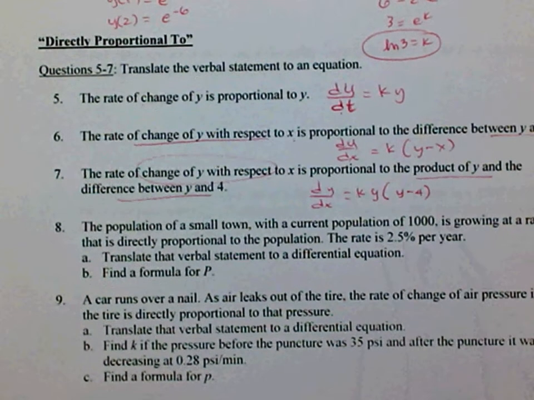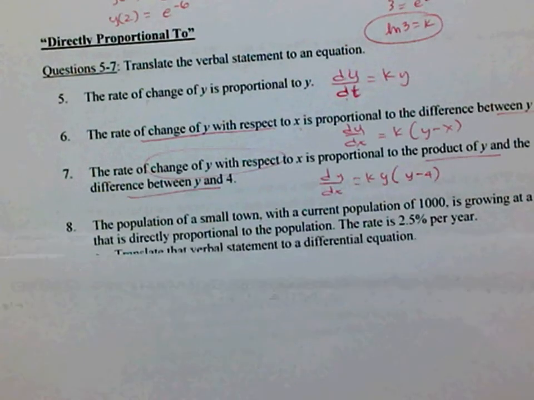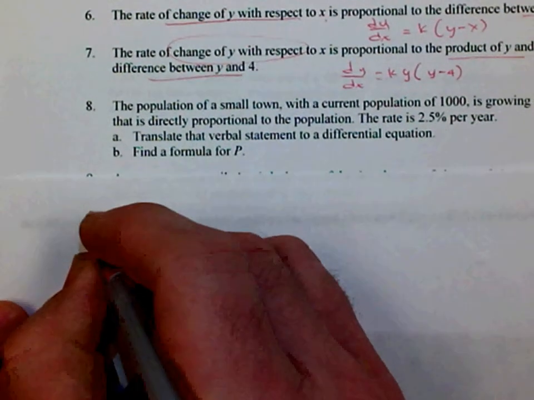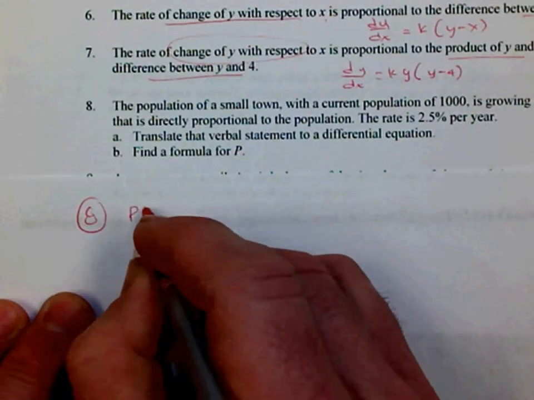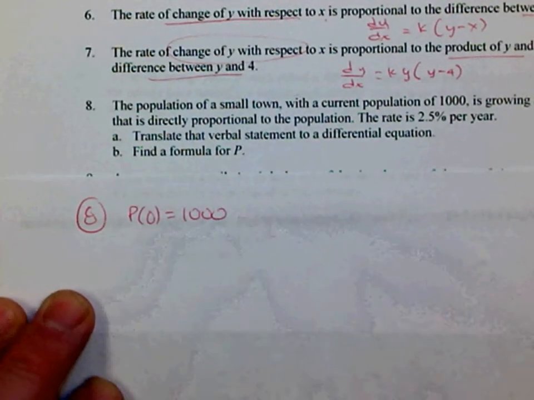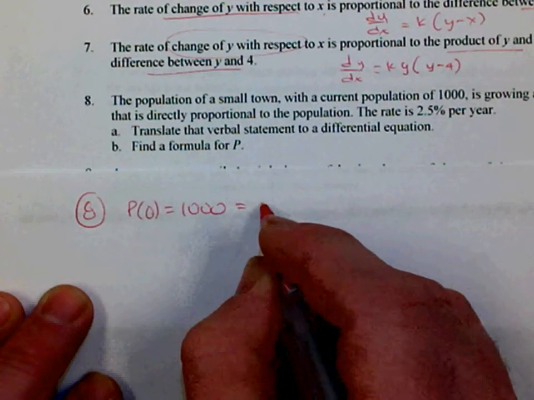Let's do a couple quick word problems. First one says, the population of a small town with a population of 1,000 is growing at a rate which is directly proportional to the population. The rate is 2.5% per year. So given this information, we can gather that our initial condition, P sub 0, is 1,000 because it has a current population of that. We'll say that will be our C value.